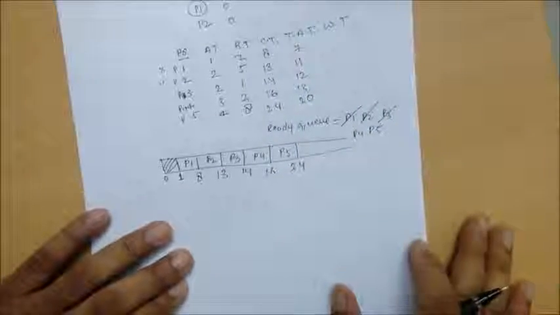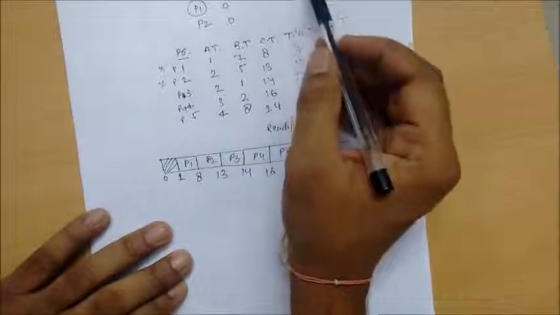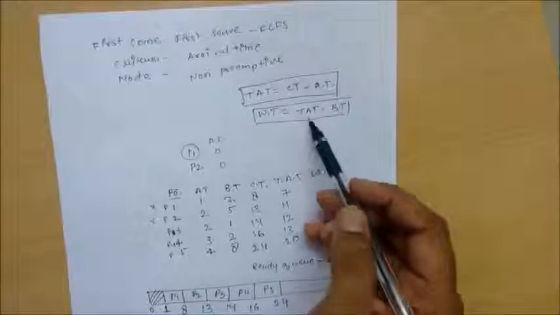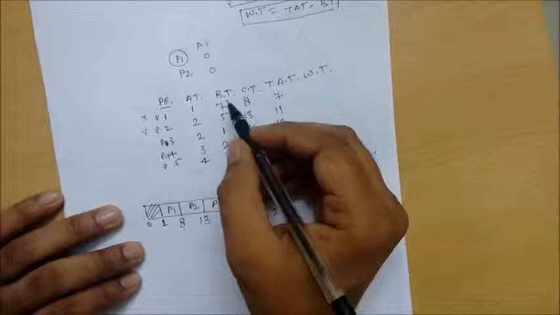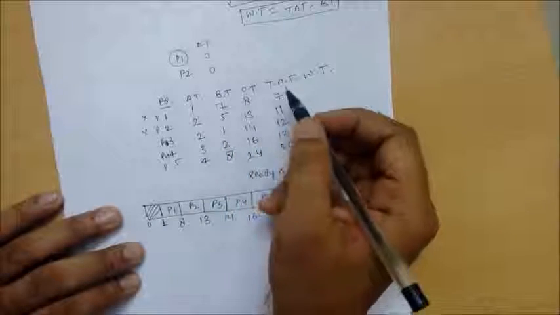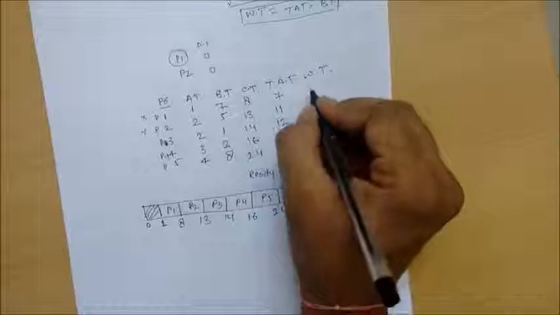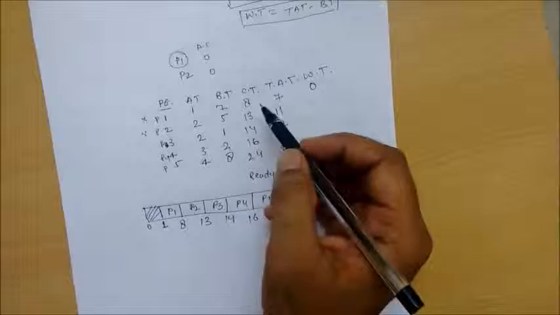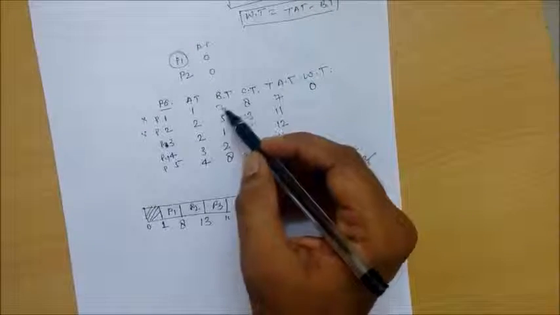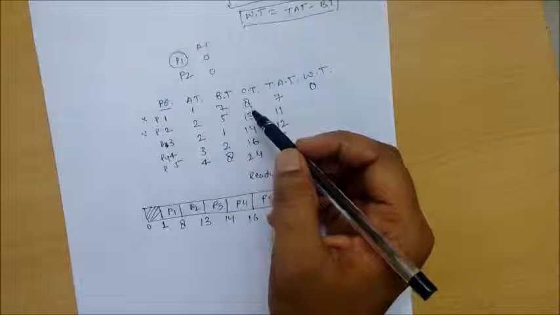Waiting time. The formula of waiting time is turnaround time minus burst time. So the waiting time for process P1 is 7 minus 7 equals 0, because the turnaround time for this process is 7, and 7 is the execution time. It means it did not wait for even a single second.